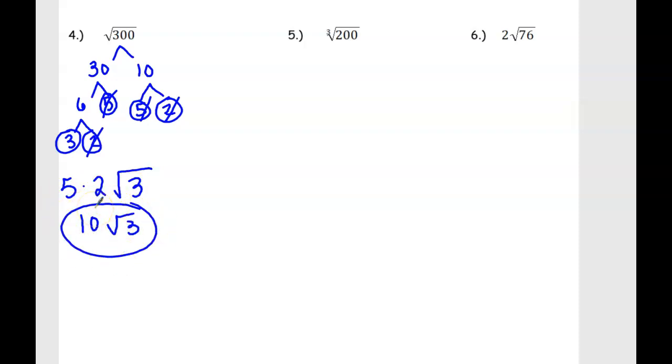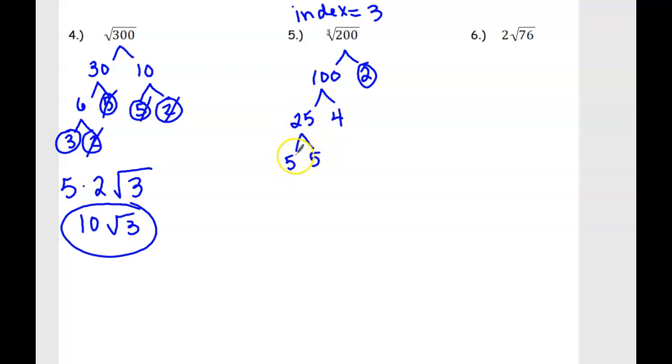All right, number 5, be careful. Your index here is 3. That's different now. So now, instead of finding our doubles, we're going to find triples, okay? We're 3 of a kind, all right? So I'm going to start out with 200 and say this is 100 times 2. And with 100, maybe I'll do 25 times 4. In 25, I've got 5 times 5. And then with 4, I've got 2 times 2. So as soon as you get your prime number, just circle it and end that branch.